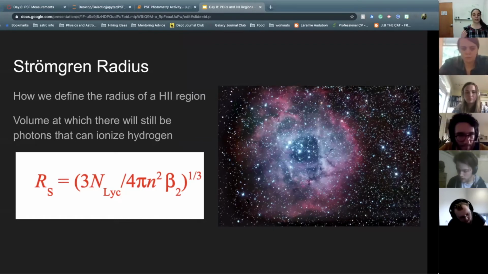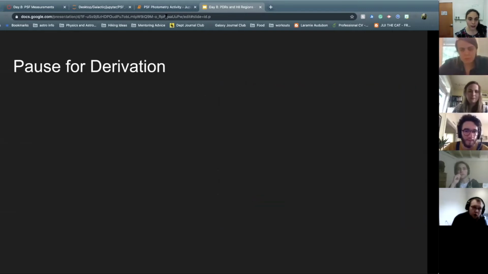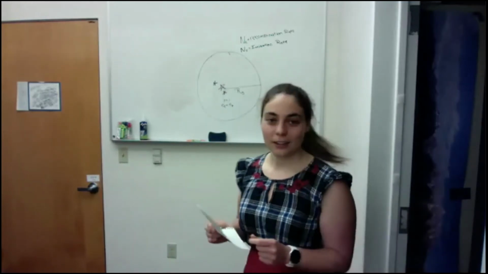L_YC is the number of Lyman continuum photons. That just means the number of photons that have an energy that can ionize hydrogen. Then in the denominator, 4 pi n squared, where n is our density, and beta here is a recombination rate coefficient. So we're going to pause, and this is going to be one of the few times I derive something in this class.